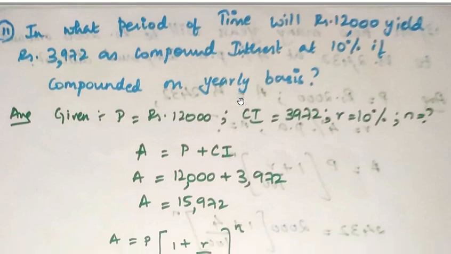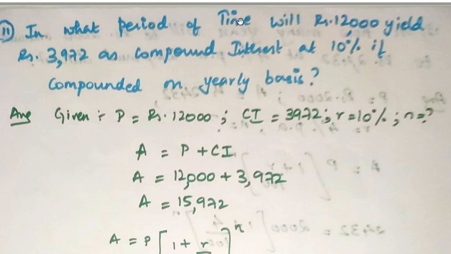So our next question: in what period of time will rupees 12,000 yield rupees 3,972 as compound interest at 10% if compounded on yearly basis? So principal is 12,000. It will yield 3,972 as compound interest. So what period of time?